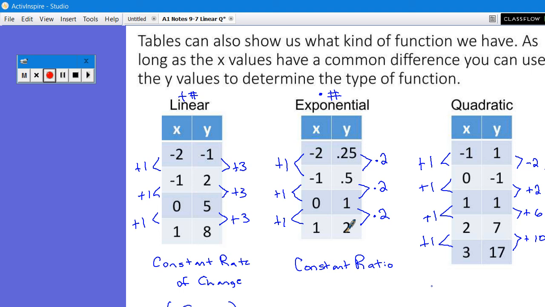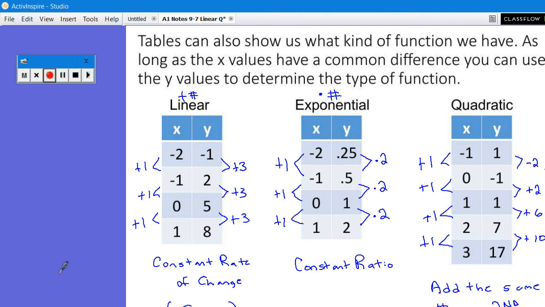So let's write that down. If you add the same number on the second level, that's when it's going to be that quadratic model. Okay, adding the same number on the second level. If the first level doesn't add the same or multiply by the same, then look at that second level.